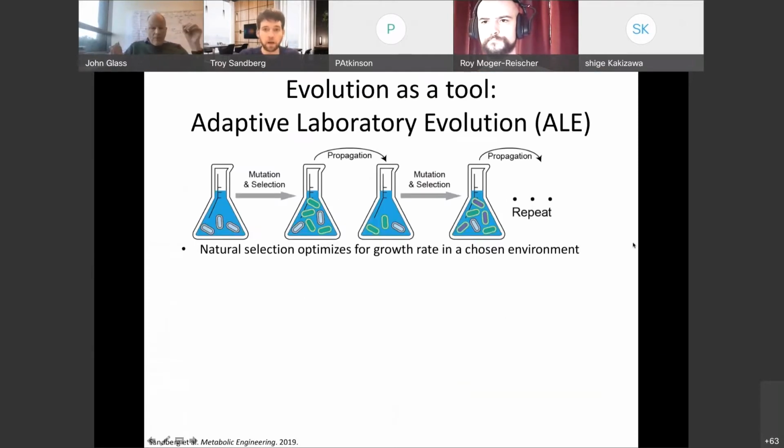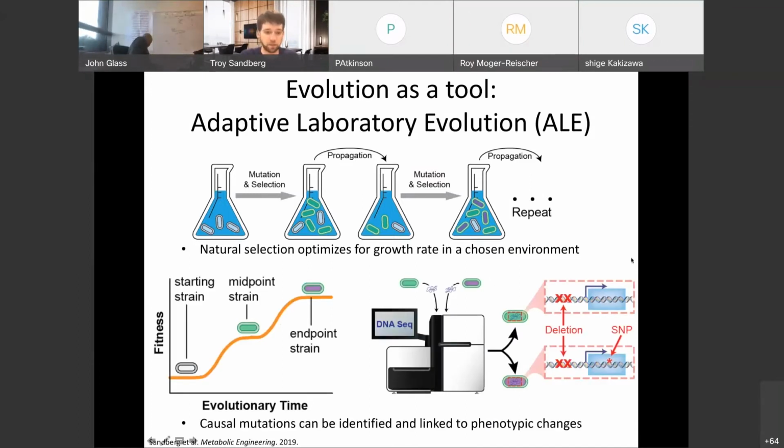So a lot of my PhD was focused around using evolution as a tool, and we called it ALE, Adaptive Laboratory Evolution. You just leverage the fact that you keep a collection of cells growing and propagating, and natural selection will naturally select for the things that are best, and those will win out in the population just from serial propagation of these cultures.